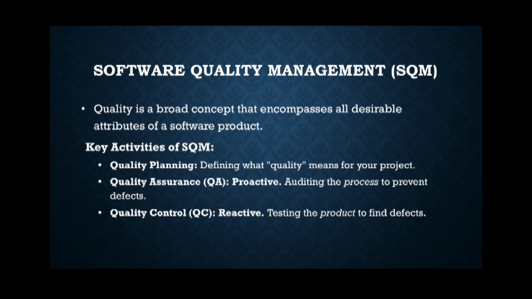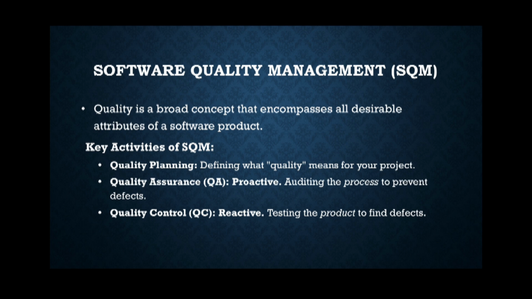Quality planning. This is the first step. It happens before you write a single line of code. Quality planning is where you define what quality means for your specific project. You set the standards and goals. For a medical device, you might set an incredibly high reliability standard. For a mobile game, you might prioritize performance and usability. You are essentially creating a roadmap for quality.